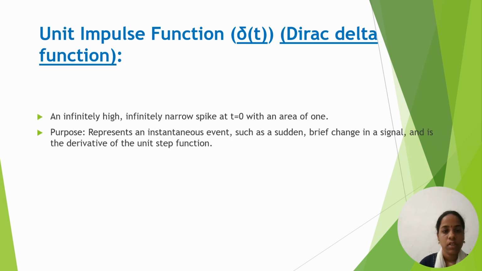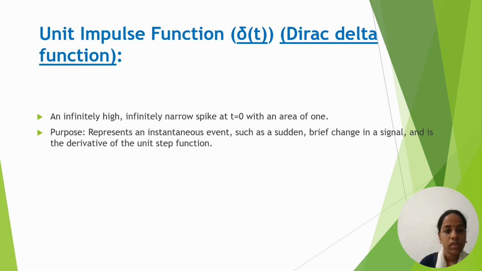Next, unit impulse. The unit impulse function is denoted as del of t, also called the Dirac delta function. Let's see the definition: an infinitely high, infinitely narrow spike at t equal to 0 with an area of 1. Unit impulse means area is 1. Purpose: it represents an instantaneous event, such as a sudden brief change in a signal, and is the derivative of the unit step function.